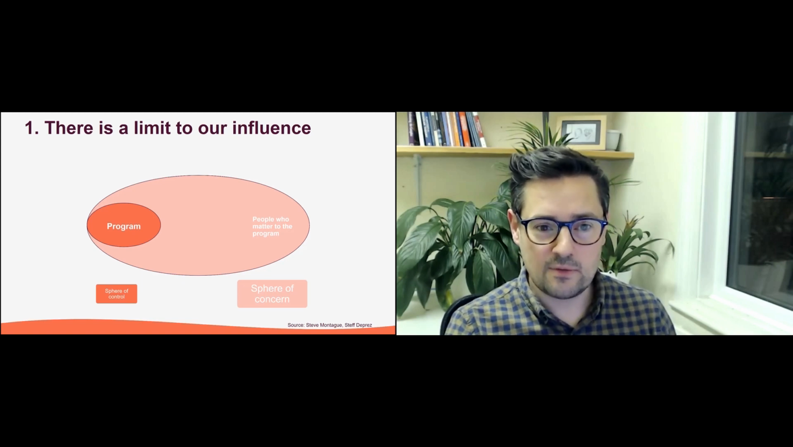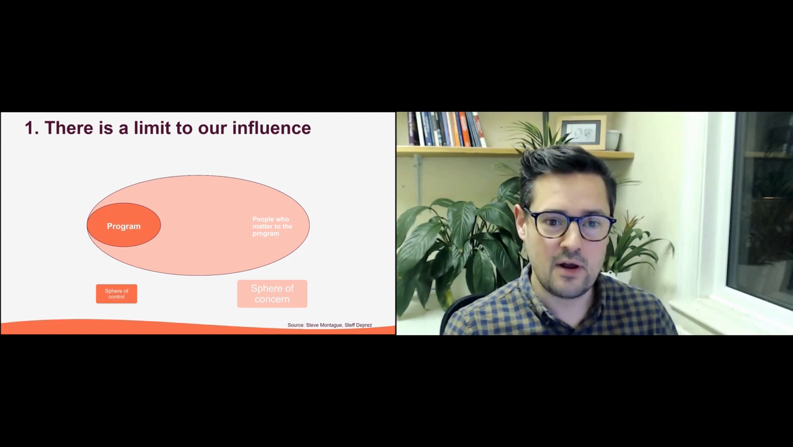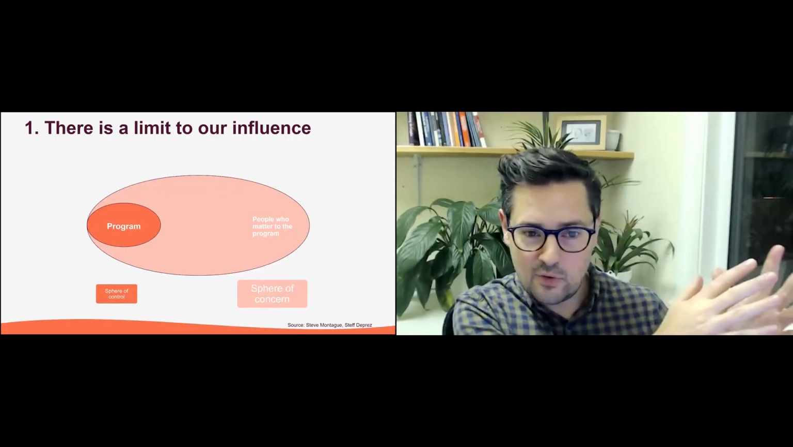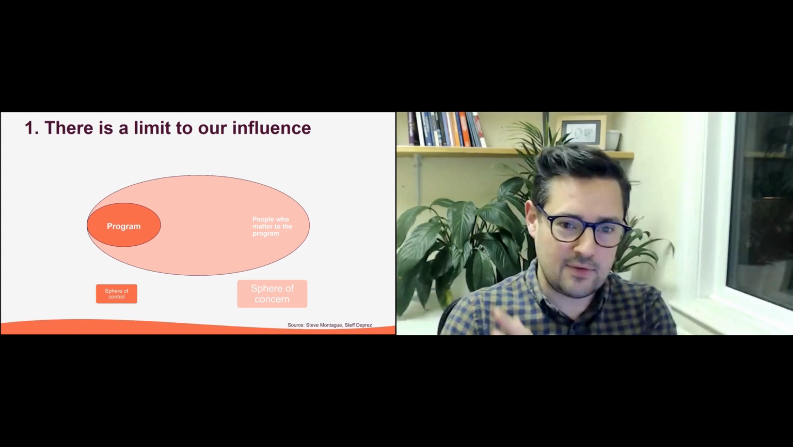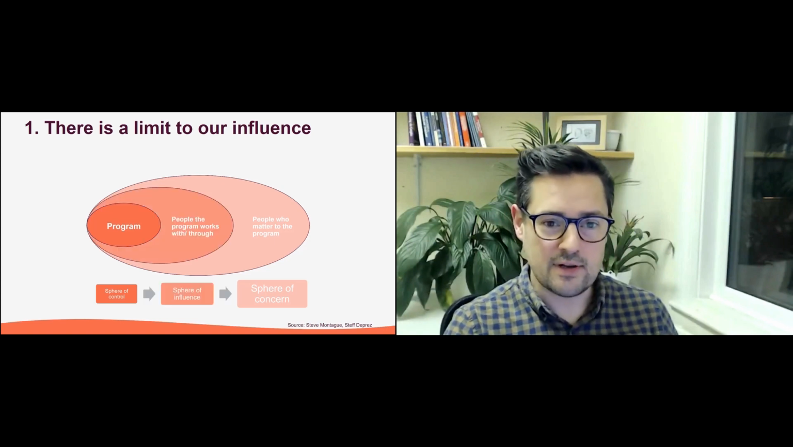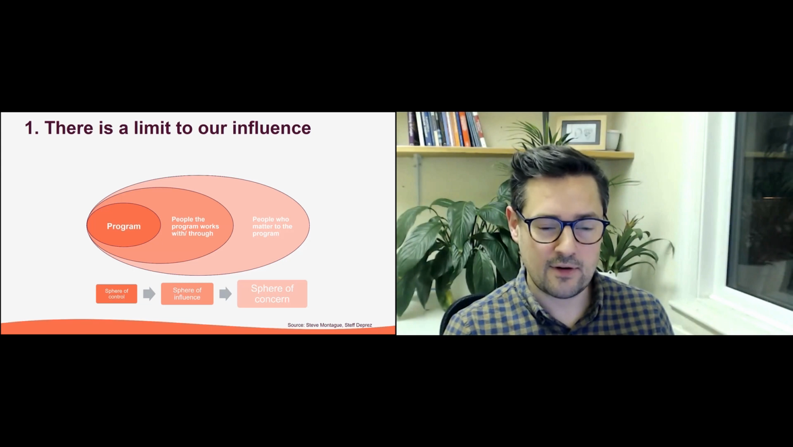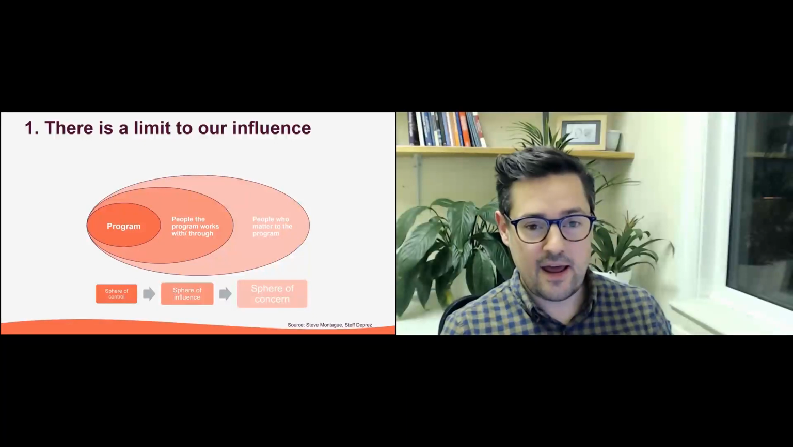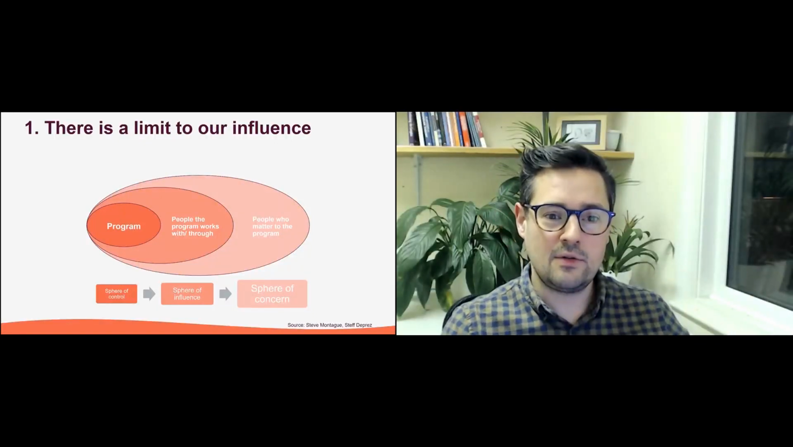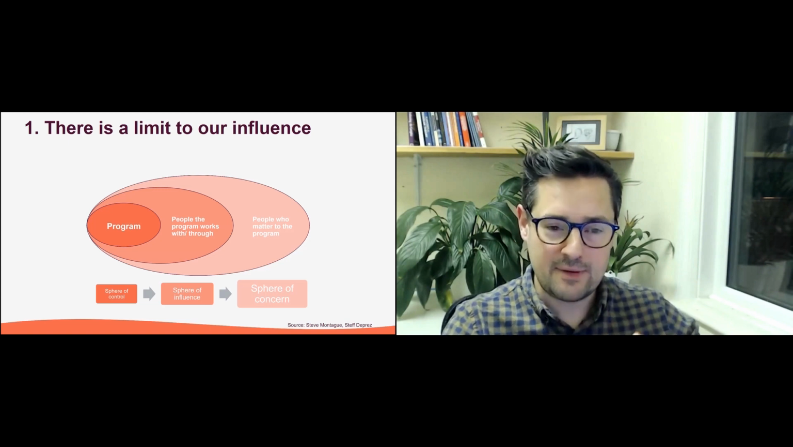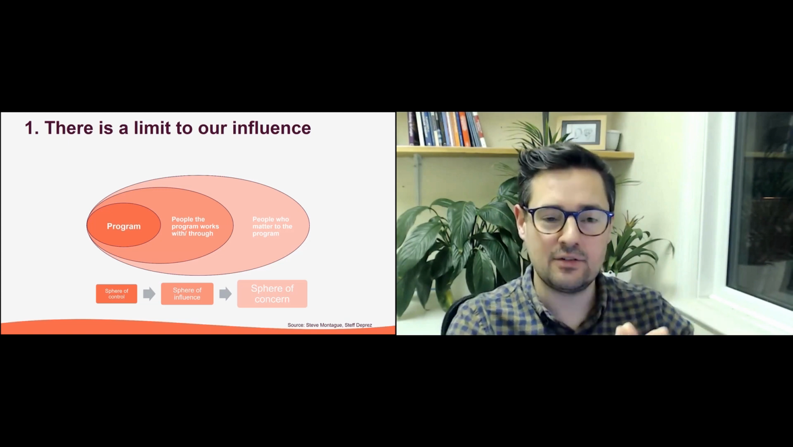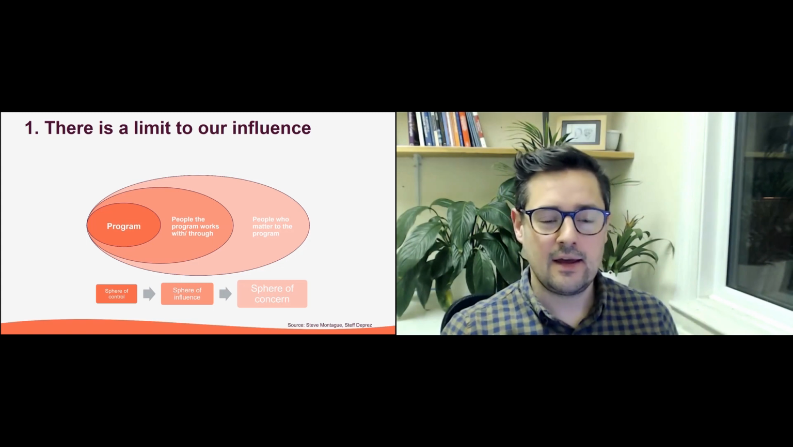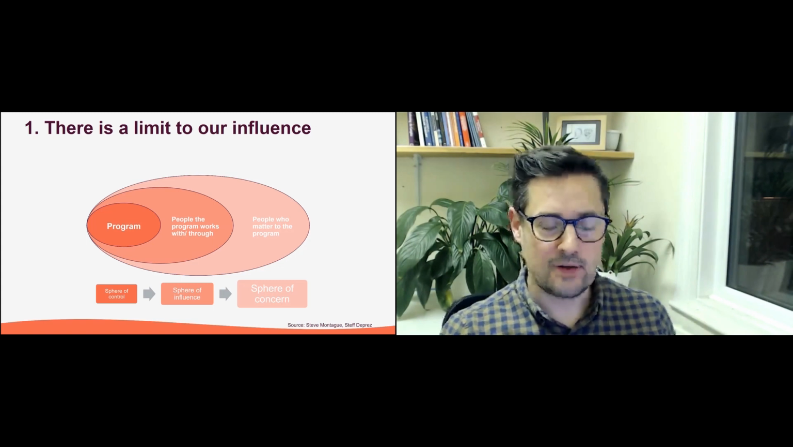But we can't reach all those people, usually. In most situations, we can't reach everyone that we want to benefit from this project. So between the sphere of control and the sphere of concern, there's a boundary that defines our sphere of influence. The sphere of influence is then the part of the world that our program can work with. We can build relationships with, we can interact, meet with, we can influence.